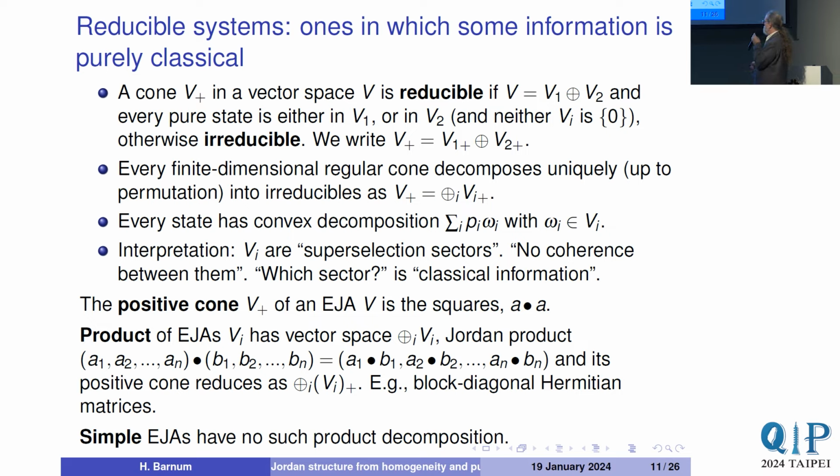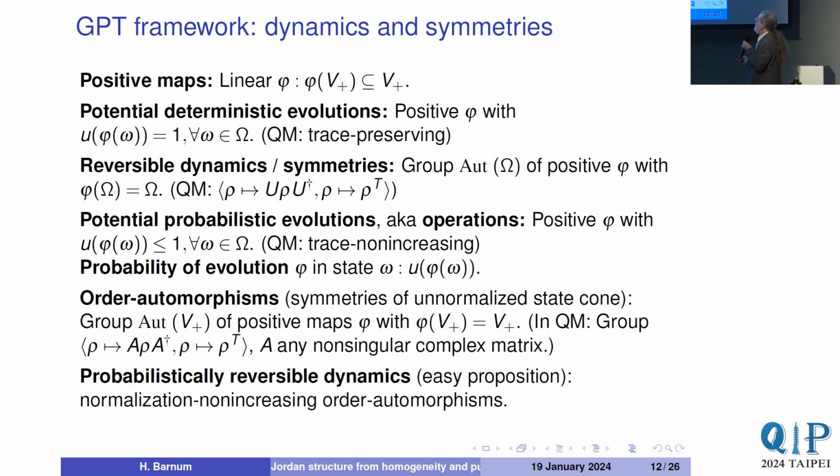So simple Jordan algebras, which don't have any such product decomposition, have no classicality in them. Okay, we also have dynamics, which are going to be important, and possible symmetries. So we want to look at maps on this state space. It's very similar to quantum mechanics. Positive maps just take the cone into itself.